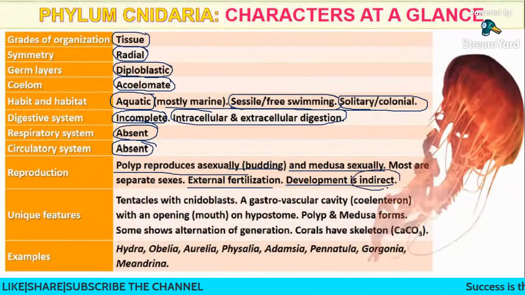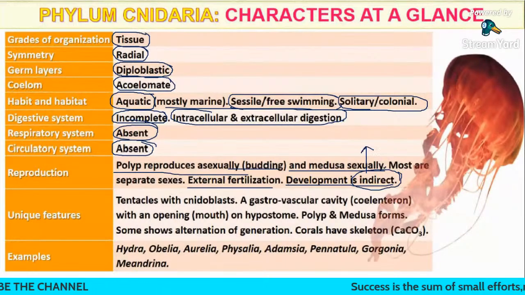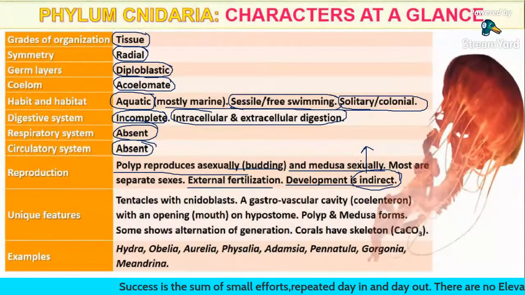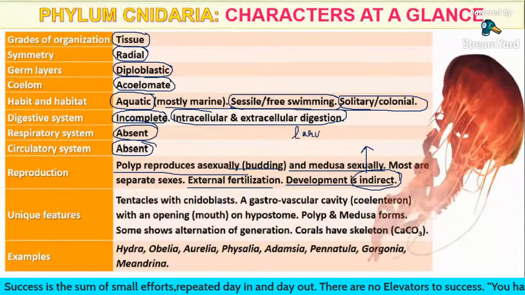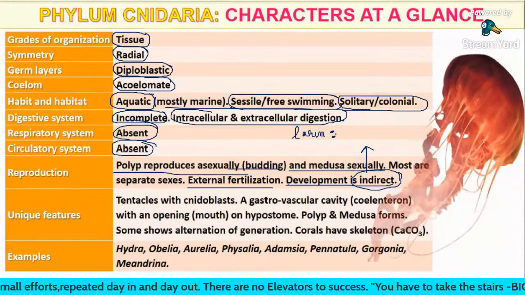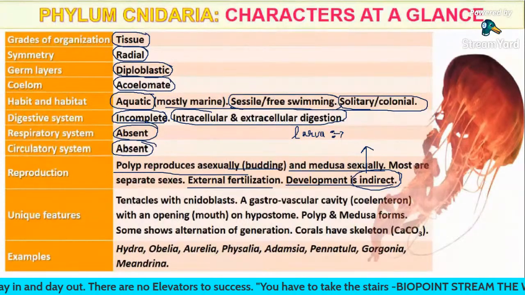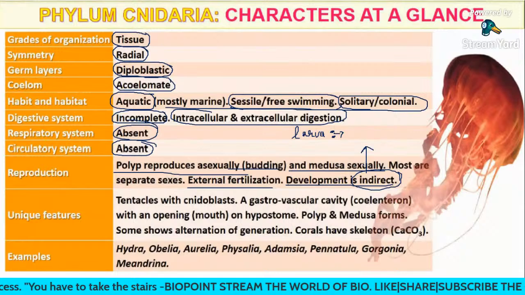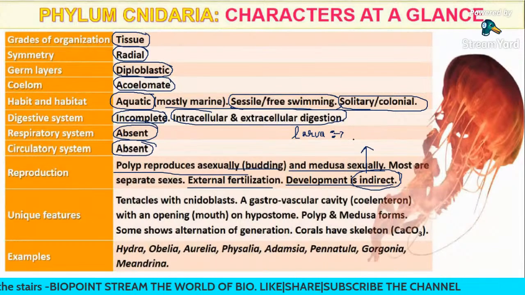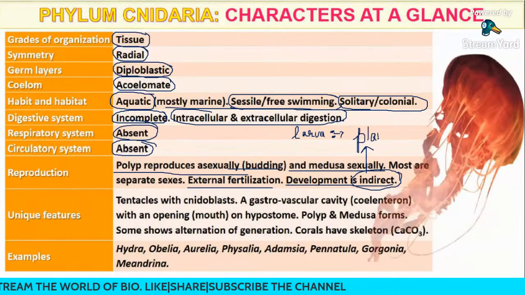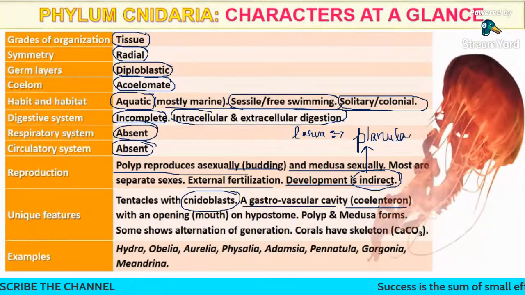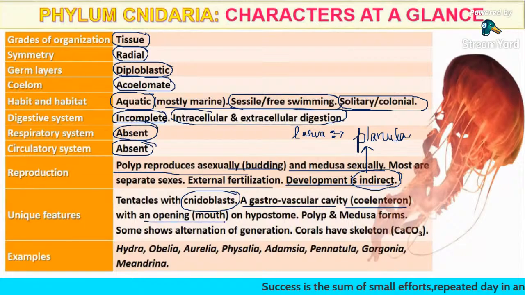So guys, tell me, what is the larval form of cnidarians known as? Just tell me in the chat box. I think you might have heard what I told in the last slide. Absolutely, it is planula. You have to learn it by heart. They have tentacles with cnidoblasts, a gastrovascular cavity known as coelenteron with an opening, the mouth, on the hypostome. They show alternation of generation. And one more important feature I just missed to tell.